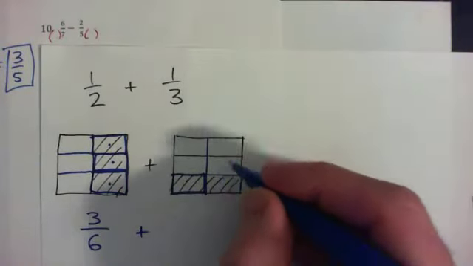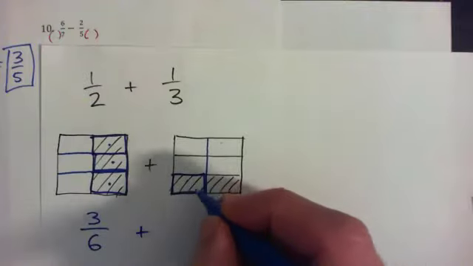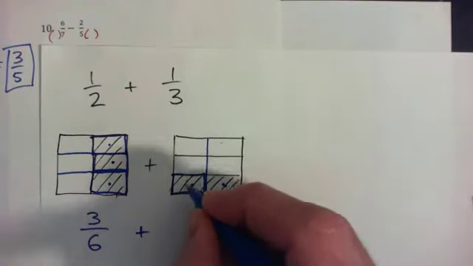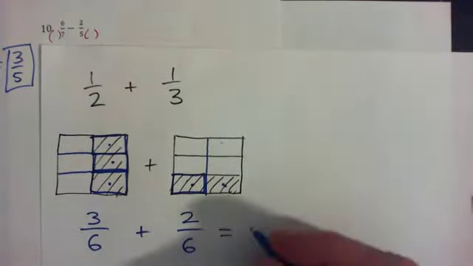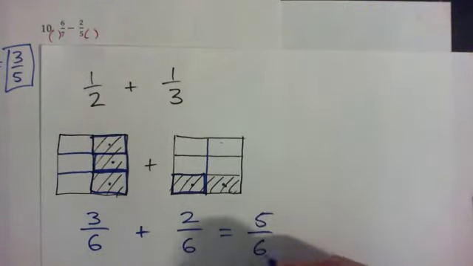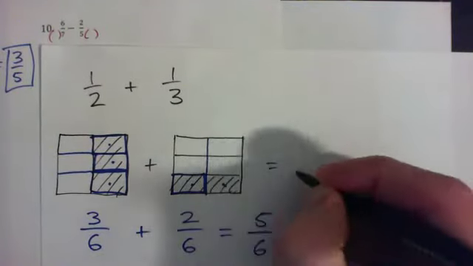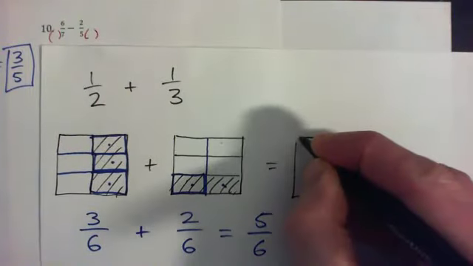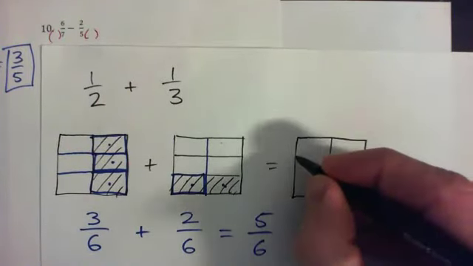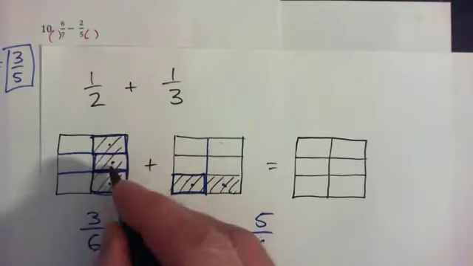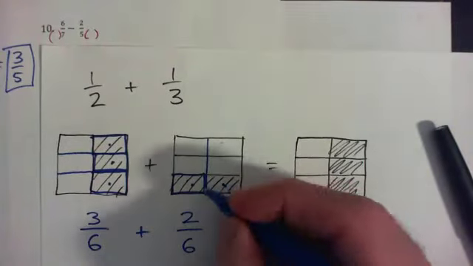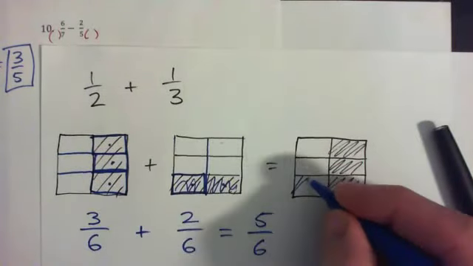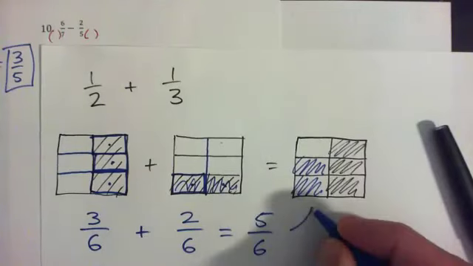And on this one, instead of having 1/3 shaded, you could say I have 2 bits out of 1, 2, 3, 4, 5, 6 shaded. So that's 2/6, right? So 3/6 and 2/6 is in fact 5/6, and that's what I have, because if I added these together, that's what I'd have. I'd have 1, 2, 3 from the first one, and then 2 more, this one and this one. And that's your 5/6, isn't it?